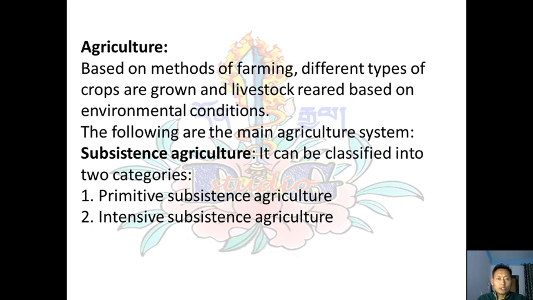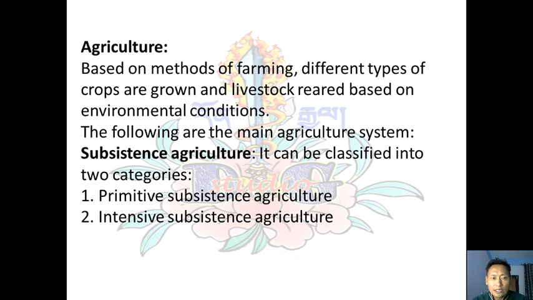So the third topic that we are going to cover in this chapter is about agriculture. Based on method of farming, method of farming means what type of tools they are using and what type of crop they are cultivating. That means method of farming. Different types of crops are grown, and livestock are raised in different environmental conditions. So the following are the main agriculture systems.